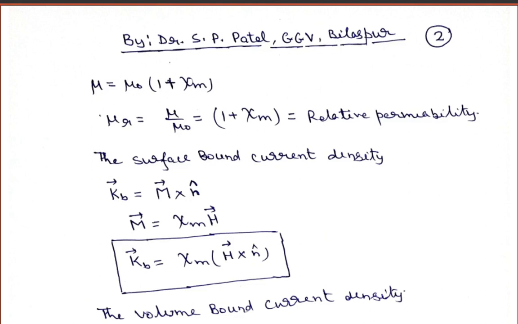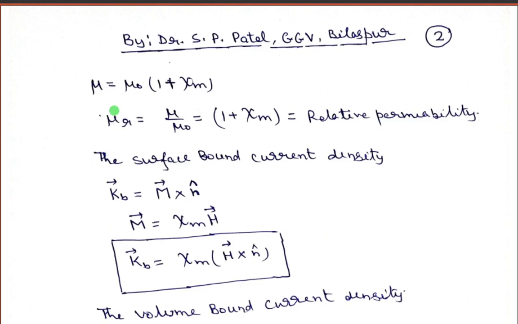Now I will introduce a new quantity again. We know that I have defined mu is equal to mu 0 times (1 plus chi m). If we take the ratio of mu and mu 0, that is mu upon mu 0, it is defined as a new quantity, equal to 1 plus chi m, and this is mu r, which is defined as the relative permeability of that particular material, that is, relative permeability with respect to vacuum. Here mu is the permeability of the medium and mu 0 is the permeability of free space. So this is the relative permeability of that particular material.